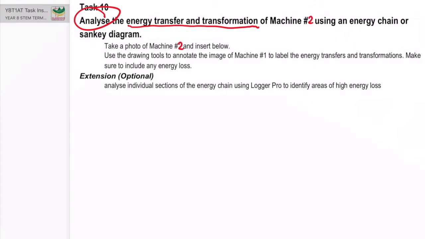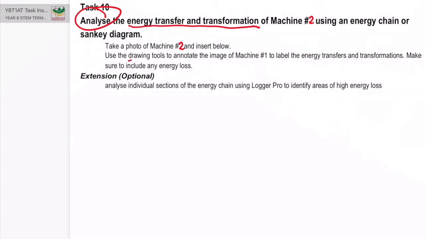So again, take a photo of machine 2, insert it into the little space that's provided inside a Google drawing, and then use those drawing tools to annotate it with its energy chains, just like you did before. There's another little machine 1 label. We're going to change that. So make sure that you label it in a way that you could easily see if there was a change to the energy chain. Okay, so changes to the energy chain are really important.